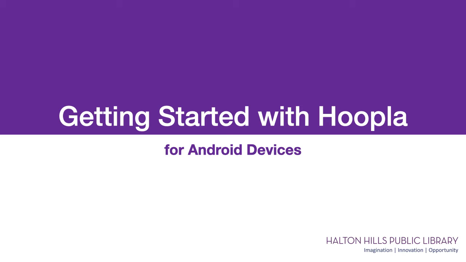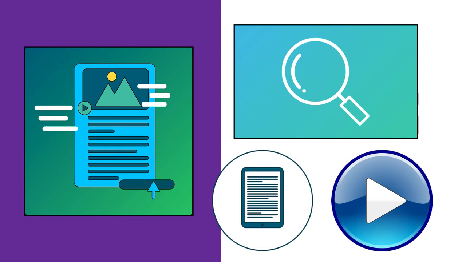This will be a brief guide to using the Hoopla app on Android devices to access amazing content like ebooks, audiobooks, movies, television shows, and more for free with your Halton Hills Public Library card. This presentation will show you the ins and outs of how to browse content, search for specific items, borrow, and play content using the Hoopla app. One of the benefits of using the Hoopla app is that you can take your items with you wherever you take your phone or tablet.